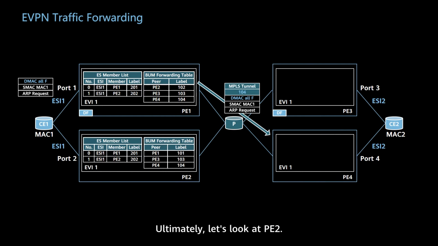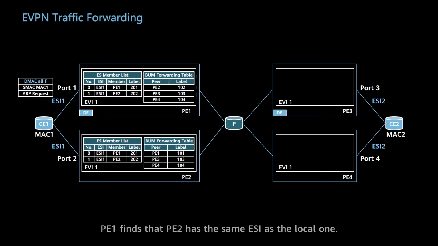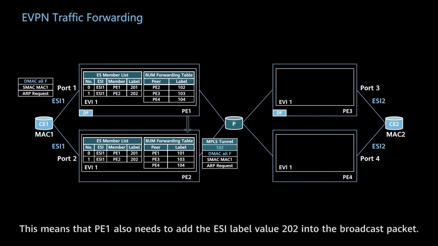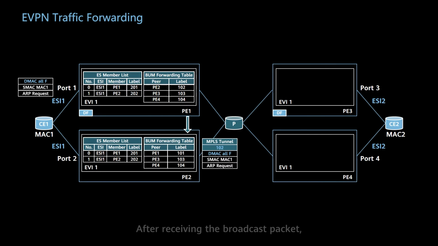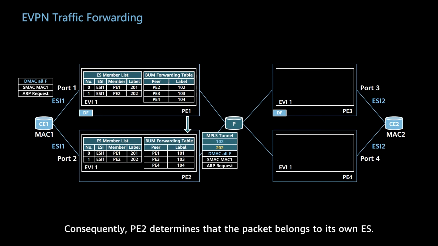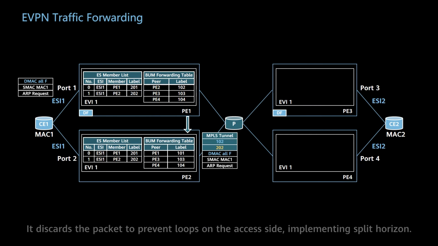Lastly, let's look at PE2. When PE1 sends broadcast packets to PE2, PE1 finds that PE2 has the same ESI as the local one. This means that PE1 also needs to add the ESI label value 202 into the broadcast packet. After receiving the broadcast packet, PE2 decapsulates the packet and finds ESI label 202. Consequently, PE2 determines that the packet belongs to its own ES. It discards the packet to prevent loops on the access side, implementing split horizon.